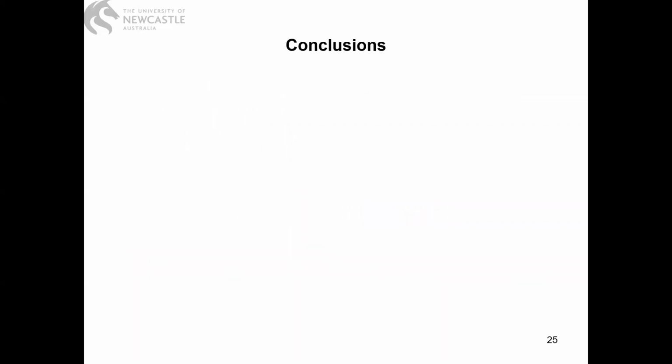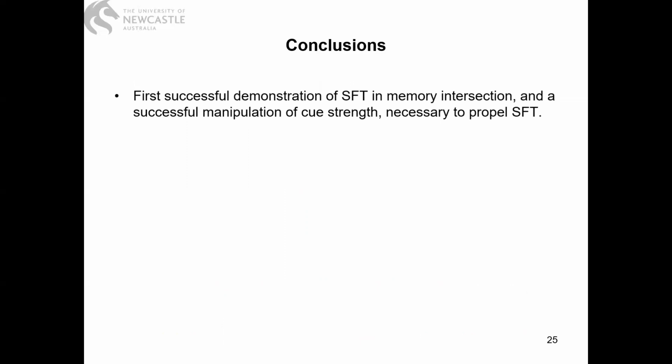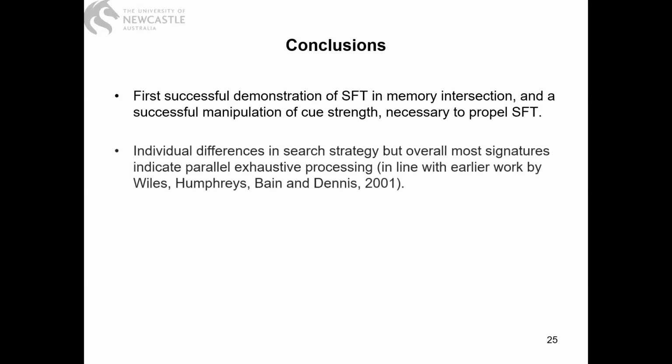In conclusion then, this is the first successful demonstration of SFT, systems factorial technology, to study memory intersection, and a successful manipulation of cue strength necessary to propel the application of SFT. There were individual differences in search strategy, but overall most participants seem to process information in a parallel and exhaustive manner.